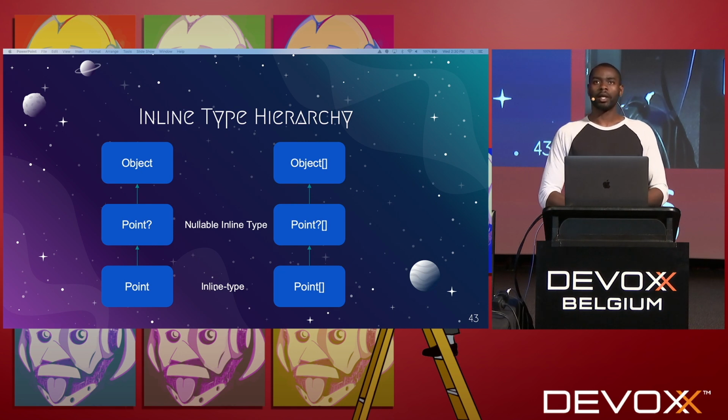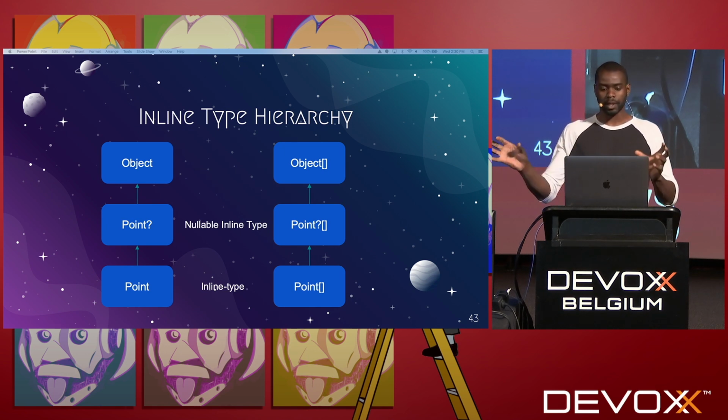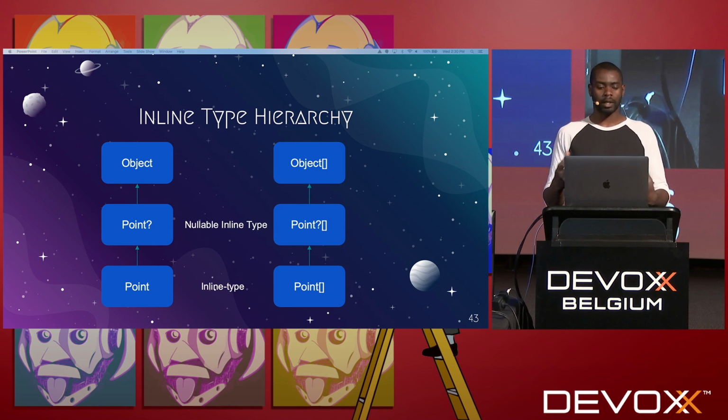Arrays have a similar hierarchy. The object array is at the top, followed by the nullable inline type array, and then the inline type array. This hierarchy means that arrays are covariant. This is different from how primitive arrays are dealt with. Primitive arrays do not subclass object array, so they're kept separate. But inline type arrays do subclass object arrays, so they can be used in APIs that accept object array.